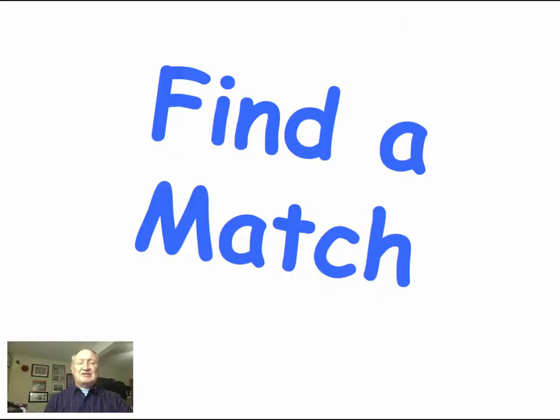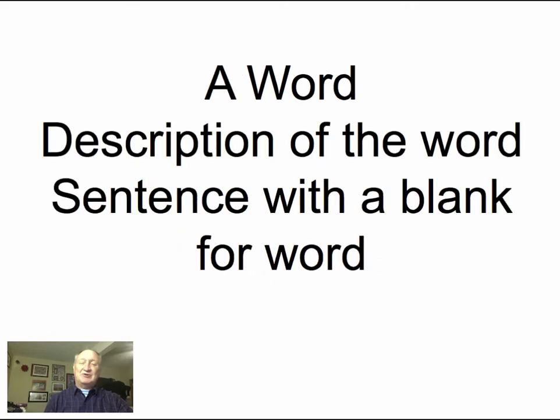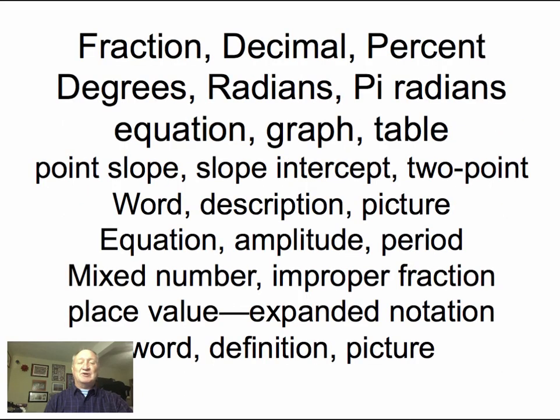Three or four match activity is really just another form of finding a match. You may use as few as 2 or as many as 4 or 5 different types of match. Some examples of things you might do are a word, a description, and a graphic of that word. Or 4 would be a word, a description of the word, a sentence with a blank for the word.